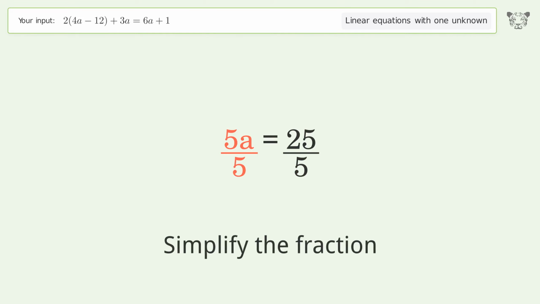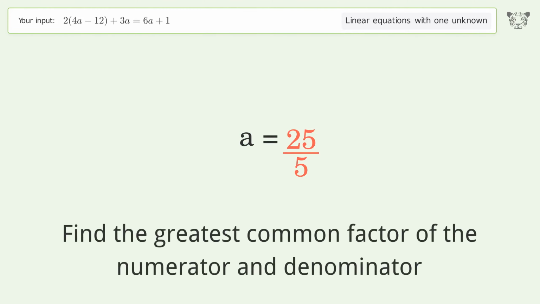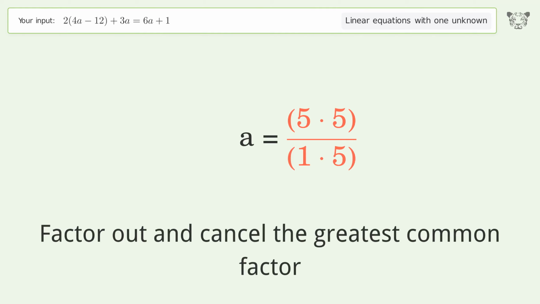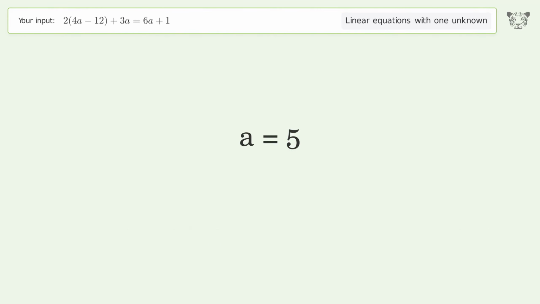Simplify the fraction. Find the greatest common factor of the numerator and denominator. Factor out and cancel the greatest common factor. And so the final result is a equals 5.